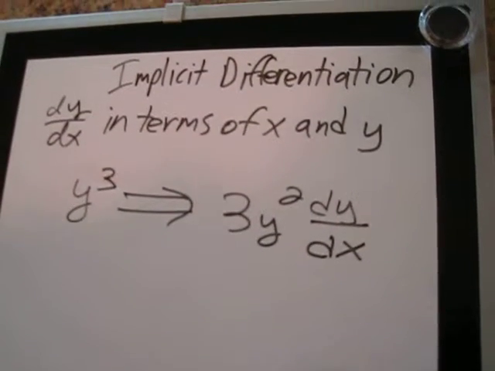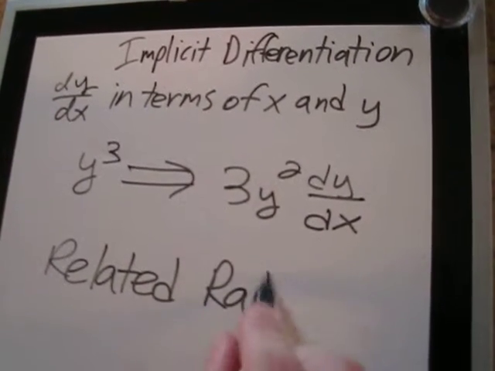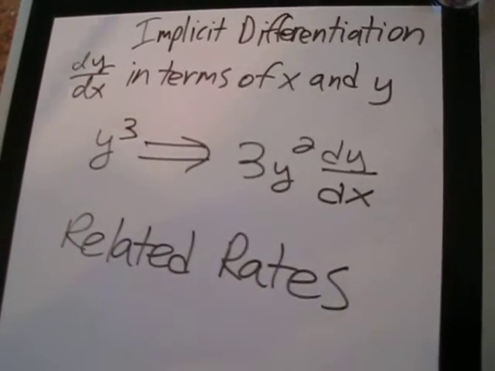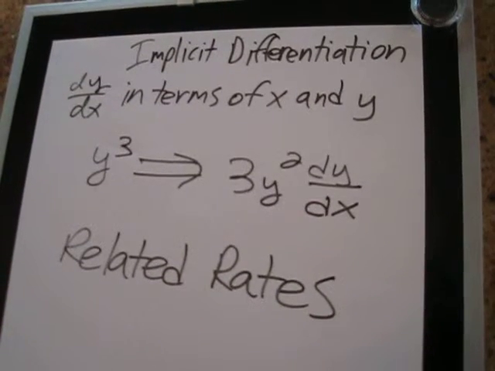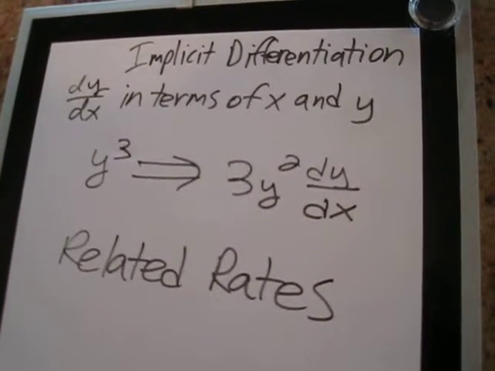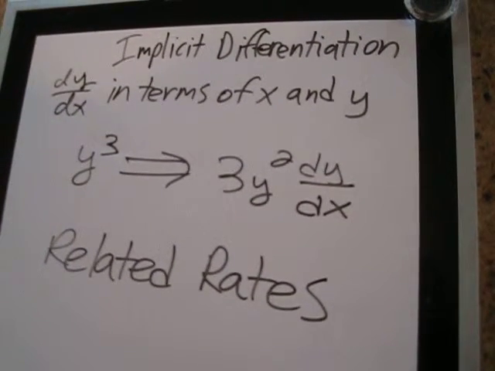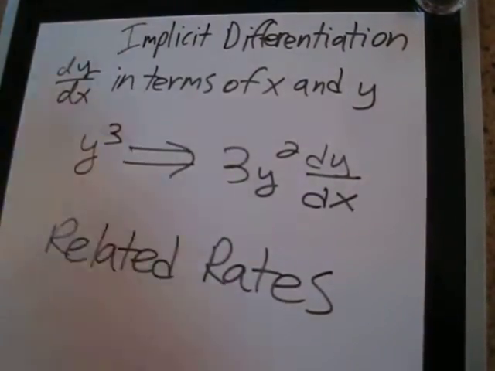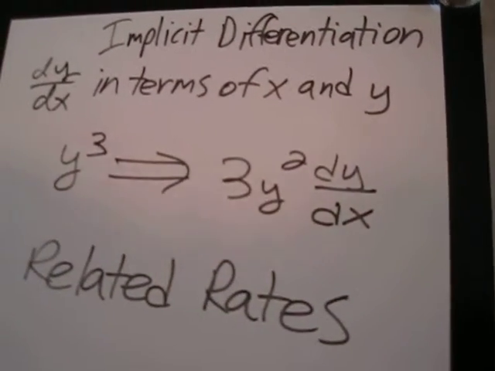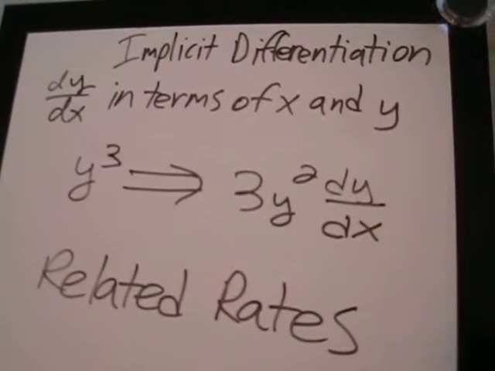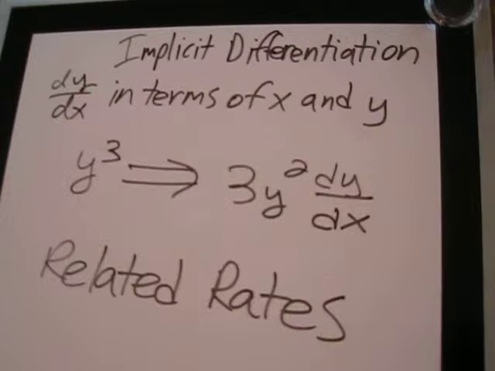Now, one application of implicit differentiation is related rates, which are often taught in calculus. Related rates are used to find the rate of change of a given variable, like the rate of change of a volume or a radius or an area, things of that nature. And so, in general, implicit differentiation is significant because it allows us to obtain an expression for dy dx in terms of x and y for an implicitly defined function.